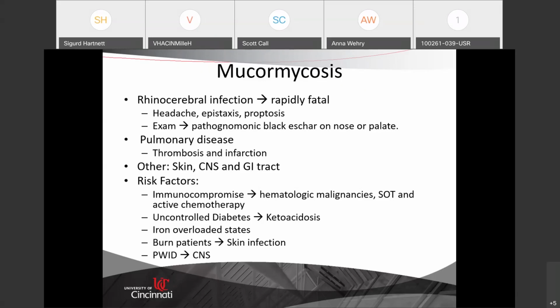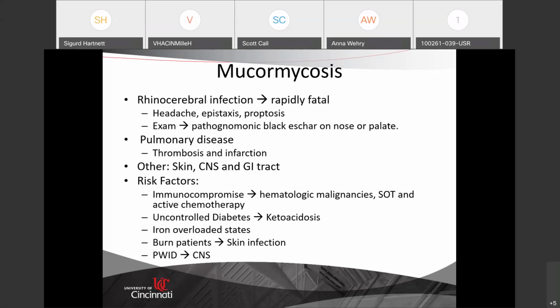People with iron overload states, so those that are on continual blood transfusions for whether it's their sickle cell disease or they have hemochromatosis, are at higher risk. These patients have, on exam, a pathognomonic black eschar of the nose or palate. And so if you have a patient that has a severe immunodeficiency for some reason, that's having some facial pain, this needs to be in your thought process, and you need to do a good nose and palate exam.